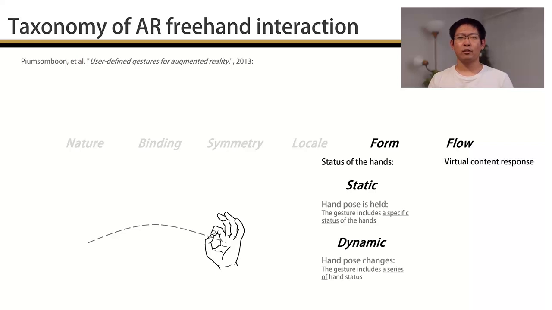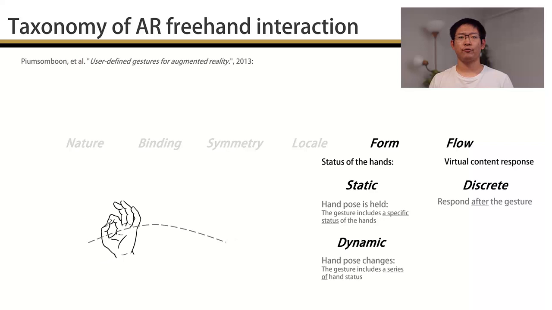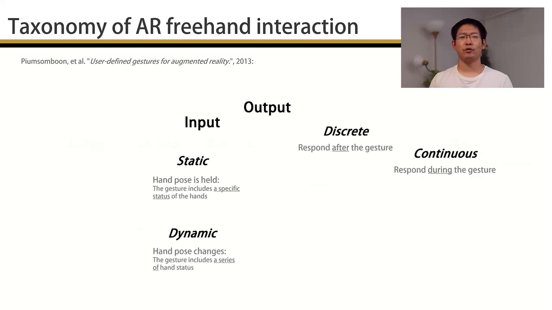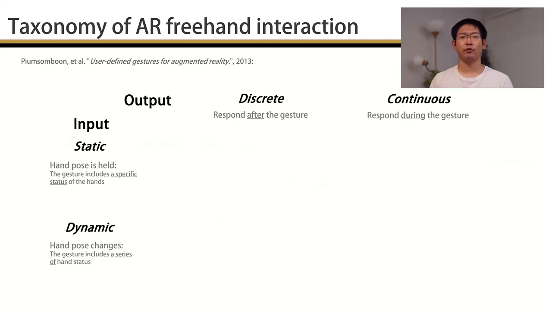The flow dimension describes when the virtual contents respond. For a discrete flow, a virtual content responds right after the gesture. And for a continuous flow, the virtual content responds during the gesture. Obviously, these two dimensions are about the input and output of a freehand interaction. We need users to specify them because different combinations of form and flow can result in different interactions.